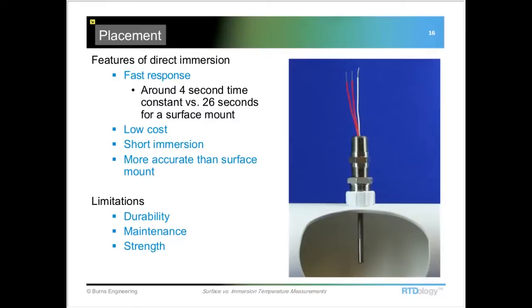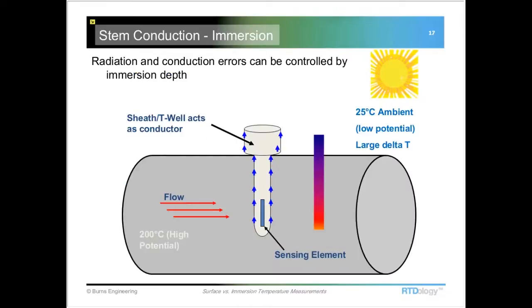And some of the limitations that we might see here would just be with durability and strength. And then finally, maintenance. If the thing needs to be replaced or calibrated, you do have to open up the system and pull it out. You might have to drain fluid out of the piping or whatever it might be and pull it out. So that can be a bit of a disadvantage. The addition of a thermal well, though, makes that maintenance issue go away.